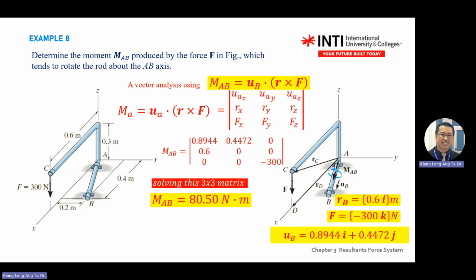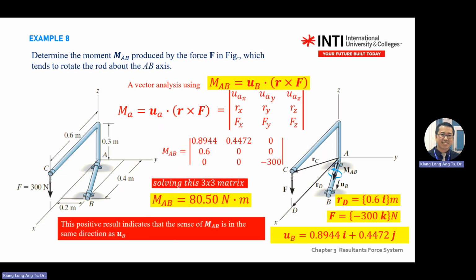Okay, so at the end you get one answer. If you get positive, it means something. For this module, once you get the answer, you need to tell me the direction, where it turns. So here, if you get positive, you write the sense of MAB is in the same direction as UB. This moment is on here. But if you already drew the diagram, then you don't need to say this. Just in case you didn't draw, you need to write this. If you already drew everything in your diagram, then you just stop here.